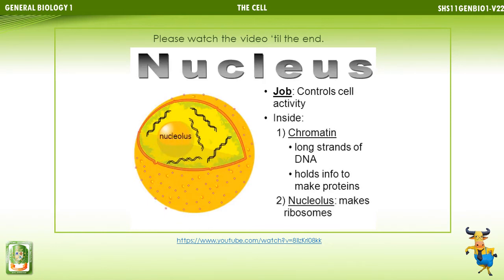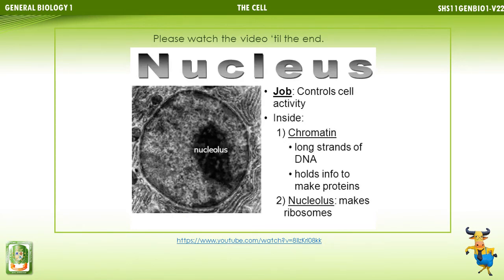Also inside the nucleus, there's a round object known as the nucleolus, and the job of the nucleolus is to make another part of a cell, another organelle, called the ribosome. So the job of the nucleolus is to make ribosomes, and we're going to see what ribosomes do in just a moment. When we look at this picture right here, we can see a nice electron microscope picture. The overall round object is the nucleus. You can see the dark spot is the nucleolus. A really nice picture here of the nucleus and the nucleolus.